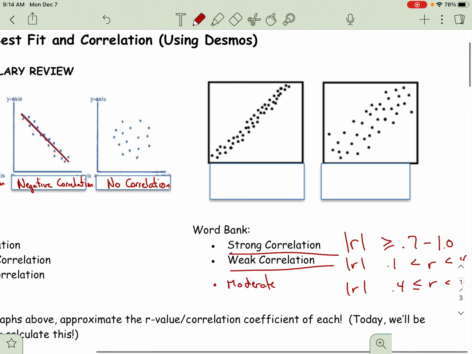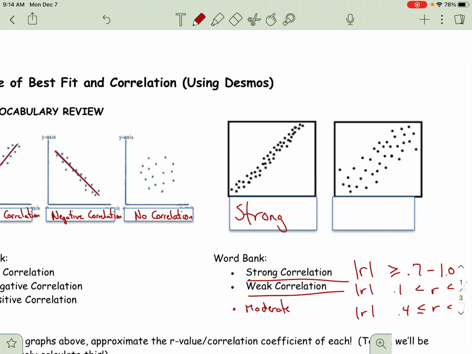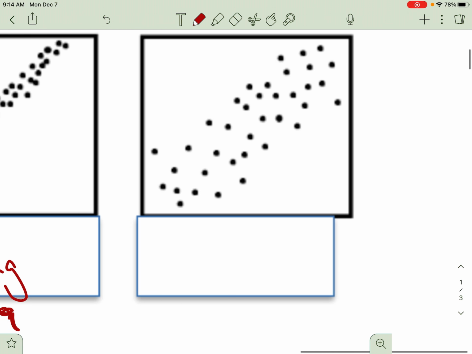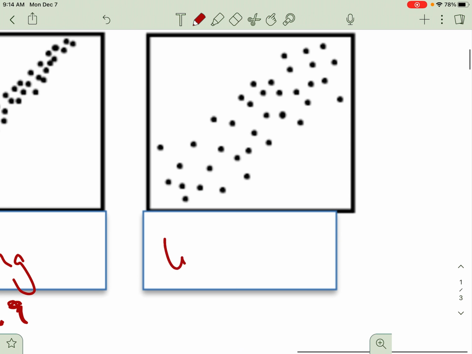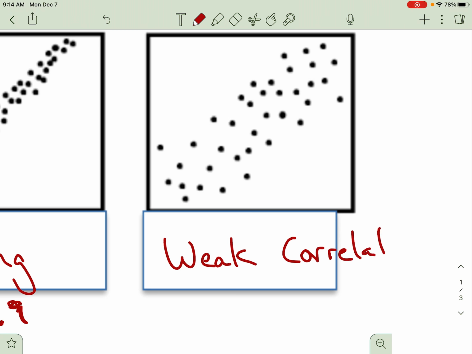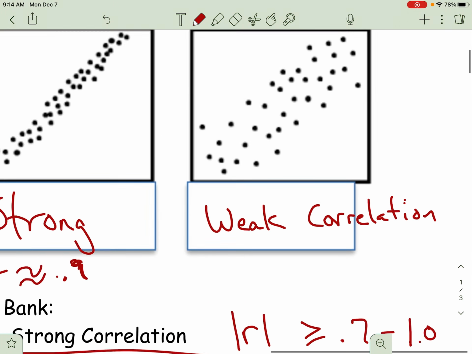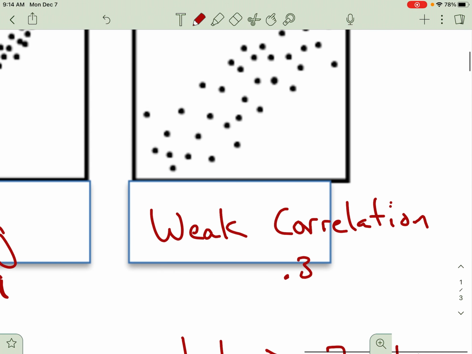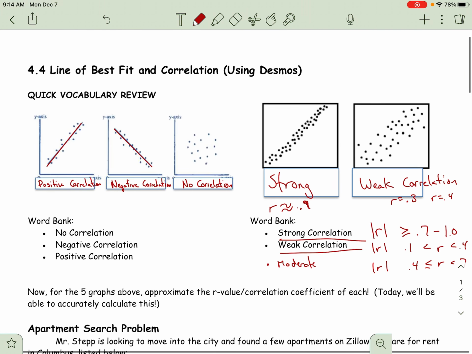If you look at a graph, though, it's a little bit easier because you can really tell. These dots are all really close together, so we're going to call that a strong correlation. That would have an estimated R value somewhere around 0.8 or 0.9. This one is still a positive correlation, but it's probably weaker because they're pretty spaced out. That one might even be a moderate. We would have to check that one. I would say around 0.3 or 0.4.